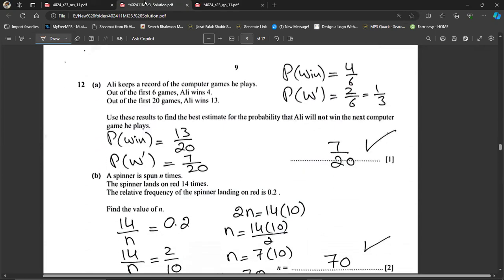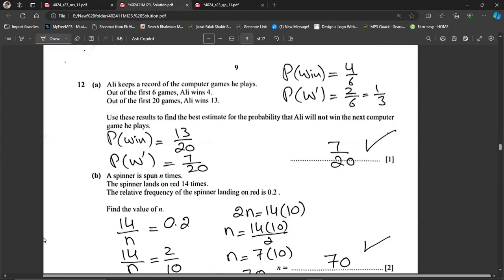The probability of a win is 13 by 20. So the probability of not winning is 7 by 20. Simple. Out of 20, there are 13 chances that he will win, so obviously there are 7 chances that he will not win. We are using this bigger sample, okay? This sample is big, so we are using that.